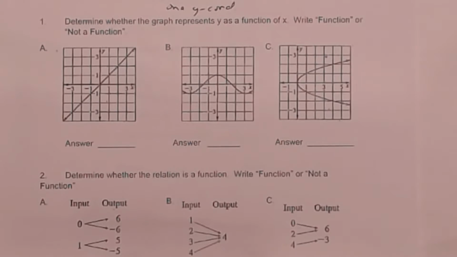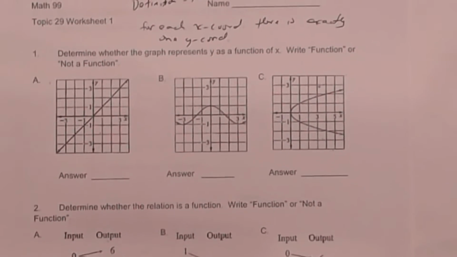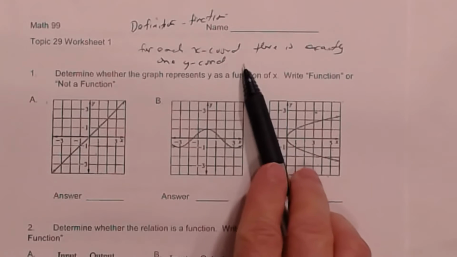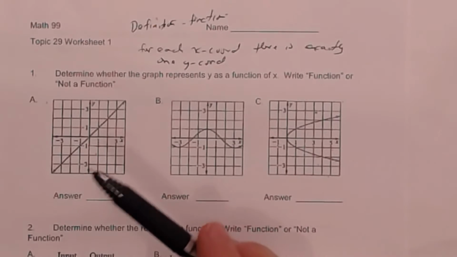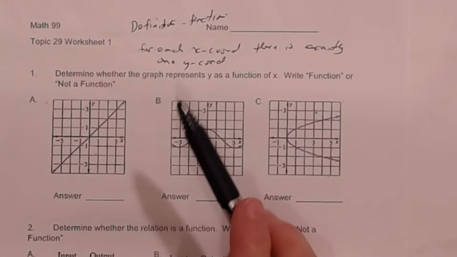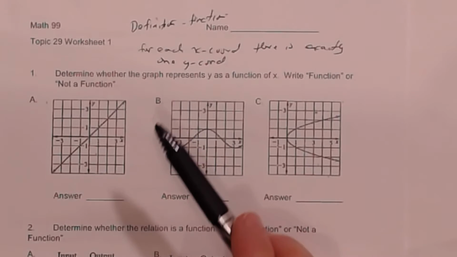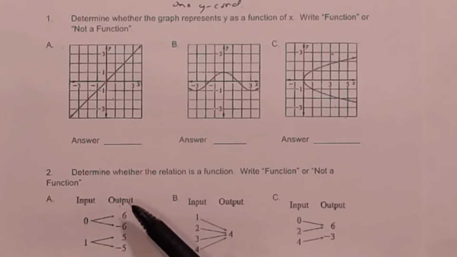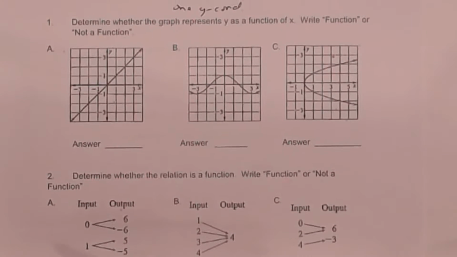To determine the answer to this, remember the definition of a function. The definition of a function: for each x coordinate, there's exactly one y value or one y coordinate attached with it. So for each element in the domain, or each element in the input, there's exactly one element of the output that's associated with it.